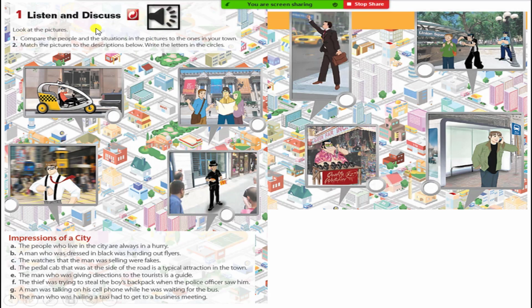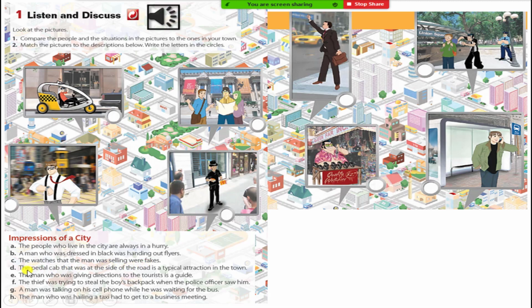Unit 3. All kinds of people. Pages 22 and 23. 1. Listen and discuss. Impressions of a city. A. The people who live in the city are always in a hurry. B. A man who was dressed in black was handing out flyers. C. The watches that the man was selling were fakes.